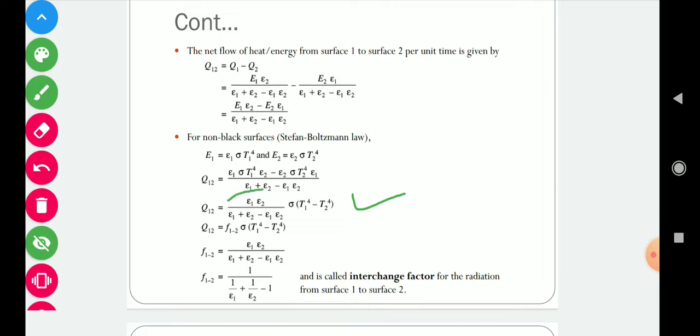Now if we replace this entire term by F12, then we can write this equation in this form. Here F12 equals epsilon 2 upon epsilon 1 plus epsilon 2 minus epsilon 1 into epsilon 2, or if we divide numerator and denominator by epsilon 1 epsilon 2, then this equation can be converted in this form, and this is called the interchange factor for radiation from surface 1 to surface 2. So in this way we have calculated the interchange factor for infinite long plates.